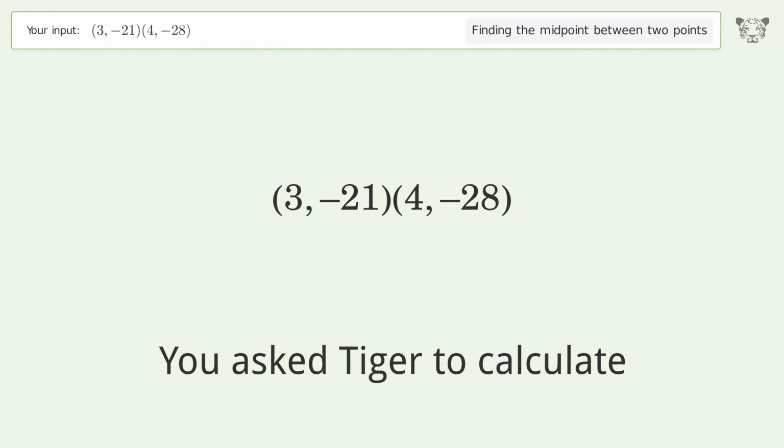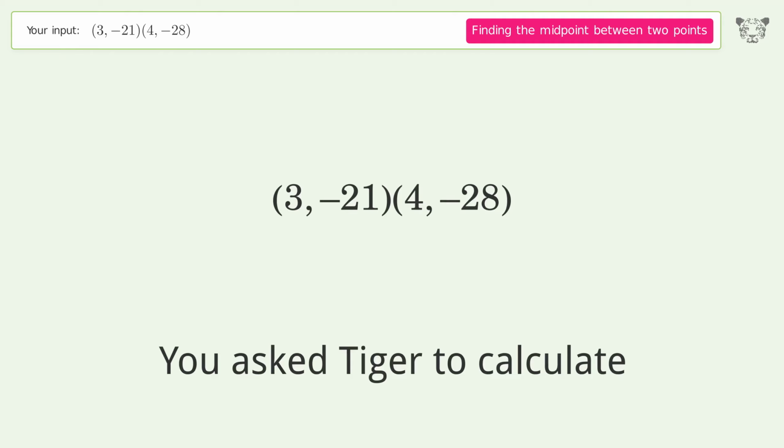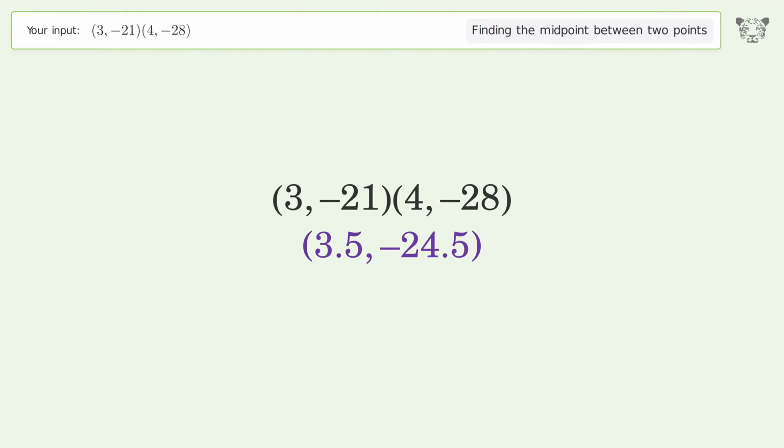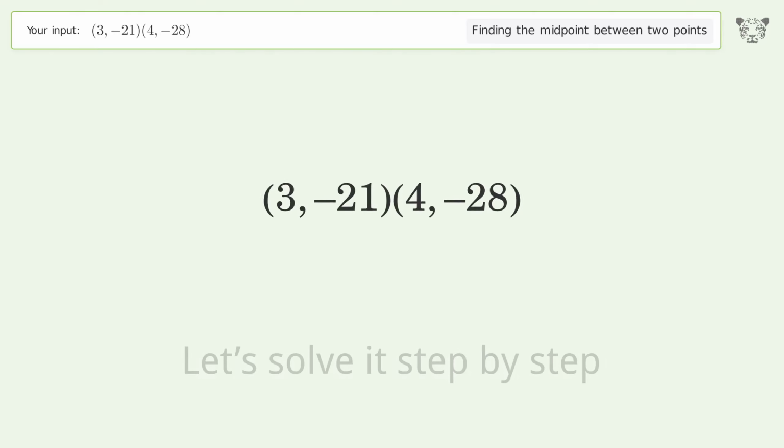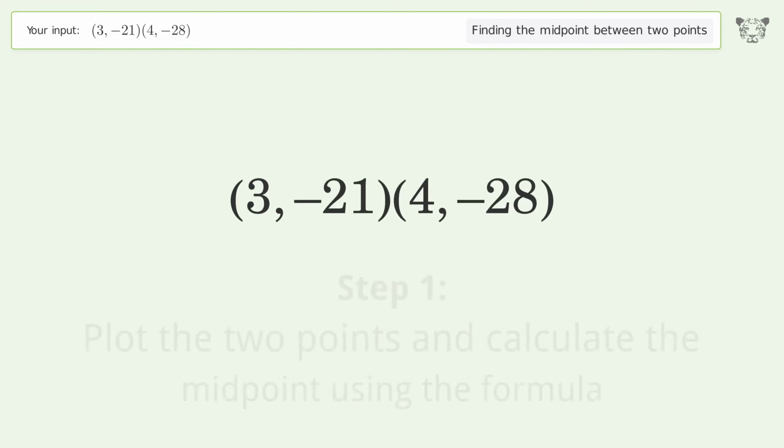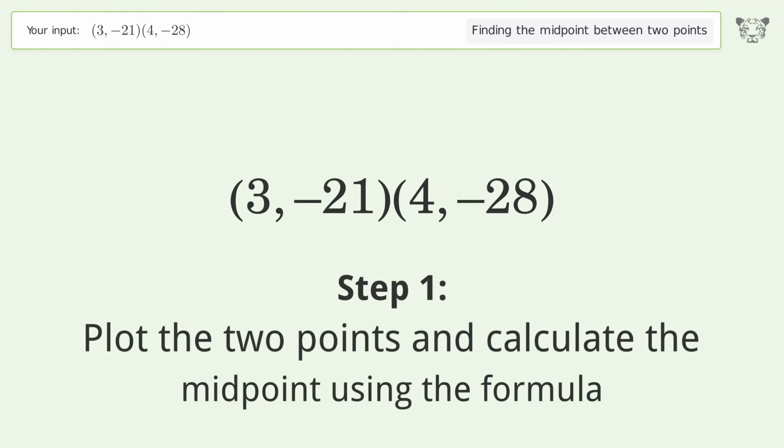You ask Tiger to calculate. This deals with finding the midpoint between 2 points. The midpoint between the 2 points is 3.5, negative 24.5. Let's solve it step by step. Plot the 2 points and calculate the midpoint using the formula.